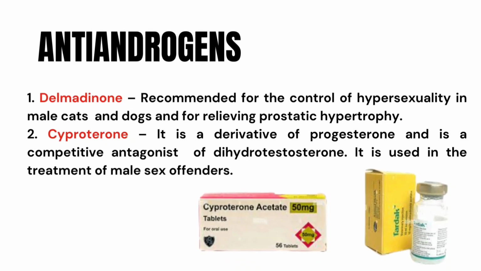athletes. Anti-androgens. So first we have delmadinone, recommended for the control of hypersexuality in male cats and dogs and for relieving prostatic hypertrophy. Cyproterone is a derivative of progesterone and is a competitive antagonist of dihydrotestosterone. It is used in the treatment of male sex offenders.